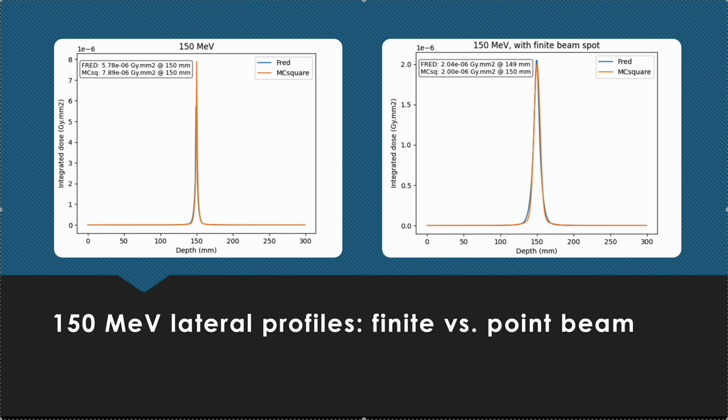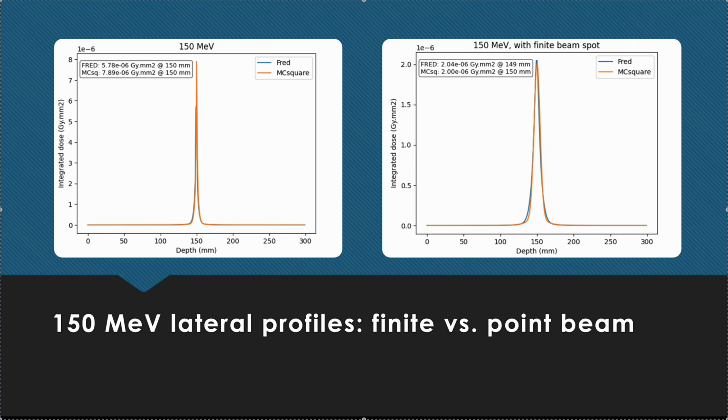Now, you can see this is the lateral profile for a 150 MeV point beam. That is, the spot size is equal to 0. And here the spot size is not equal to 0. It's the default value set by MC square and Fred.